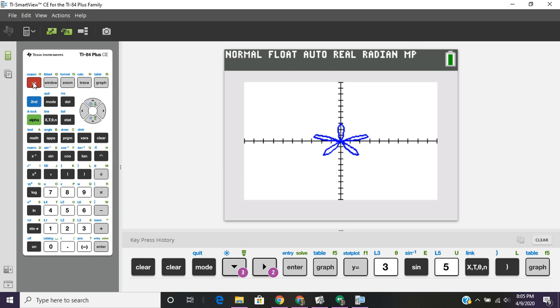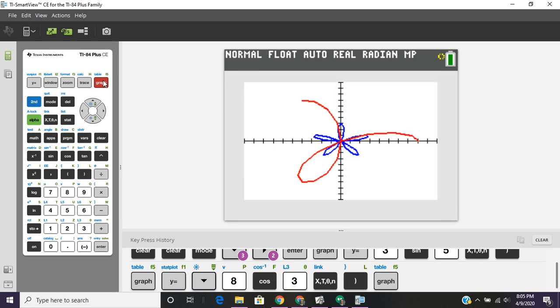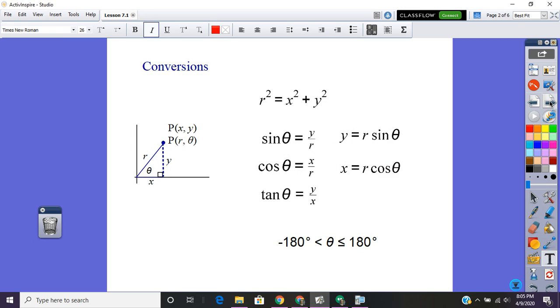So you could do some fun things and actually get a little creative on your graphing calculators if you really wanted to, and play with the colors and stuff. So there's some fun things you can do if you want to play with that. But what we are going to do is actually just converting between different forms. That's going to be our easiest thing.